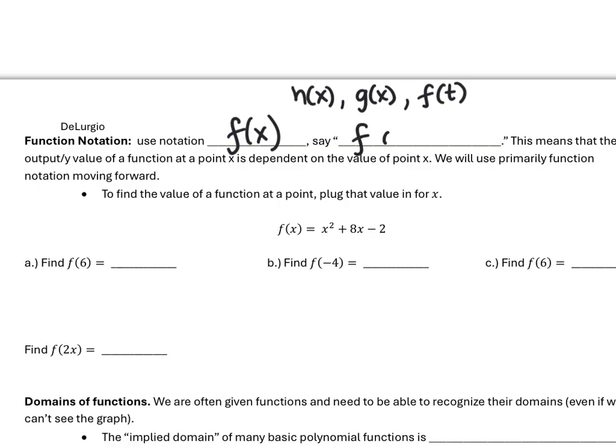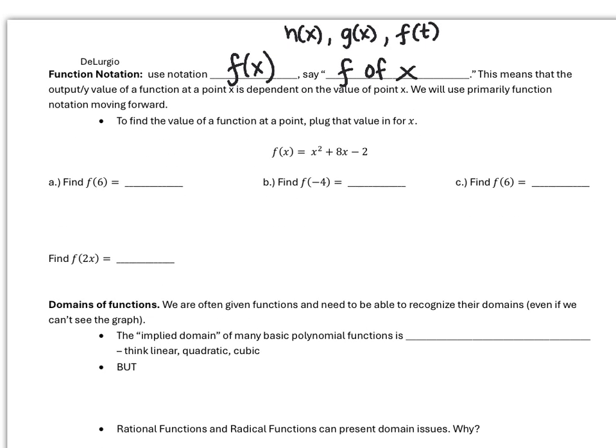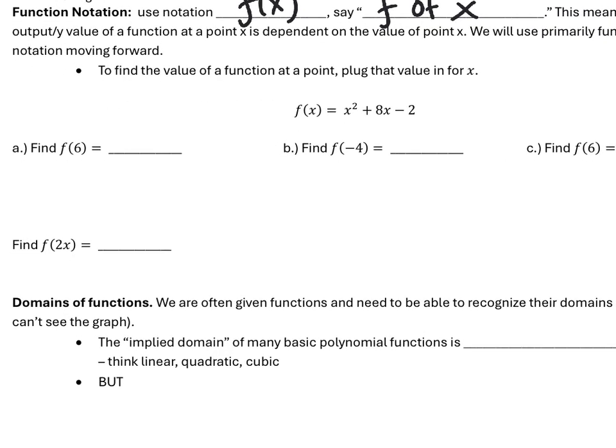So we say f of x or h of x or g of x or f of t. This means that the output value of a function, or the y value, is dependent on the input value, which is x. So we will primarily use function notation moving forward. To find the value of a function at a point, and we did this a bit with piecewise functions, you plug in that value for x in your original function. So we're going to do a couple here to practice.